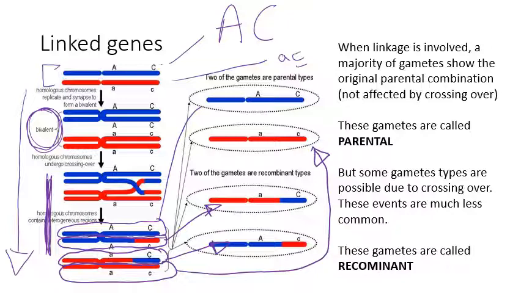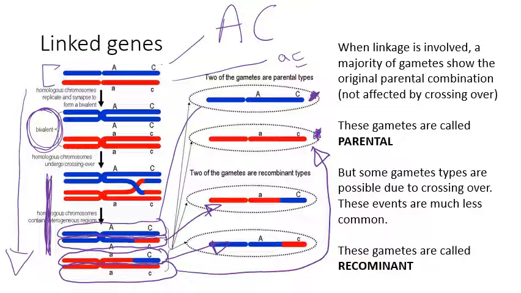This is just trying to show you that when we're looking at linked genes, you can potentially pass on the original formation of your chromosomes, so completely blue as appears here, or completely red as appears here, and they are known as parental gametes. They are the most likely combination that a parent is going to pass on to their offspring because that's how their chromosomes naturally occur.